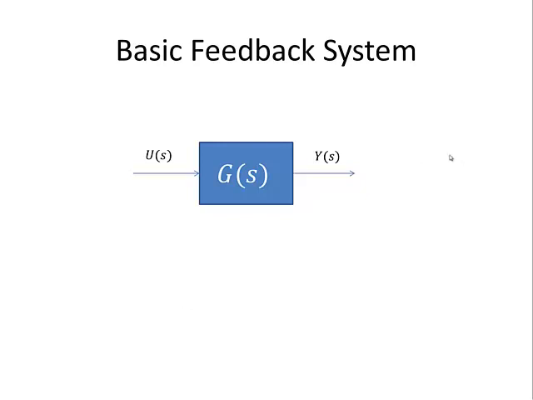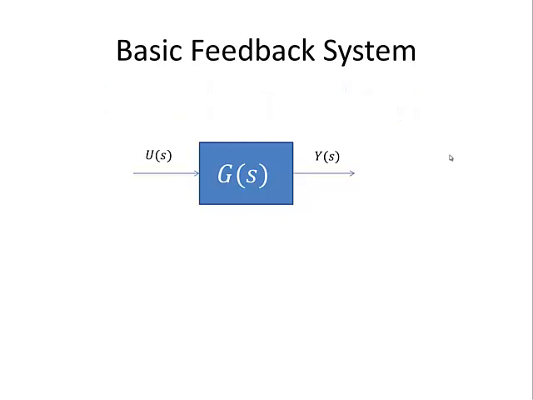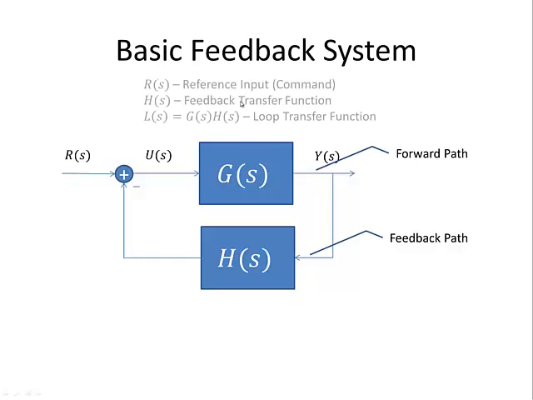If we want to go ahead and look at using control to achieve some objective, then we first need to close the loop. And what we mean by closing the loop is taking the output y of s and feeding it back, maybe through some filter h of s or some other transfer function, and comparing that to some reference signal. In this system, we have the forward path, which is the path that takes us from the sum junction all the way to the output y of s. And then we also have the feedback path, which takes us from y of s back to the sum junction. These two paths will become important as we look at different types of architectures.